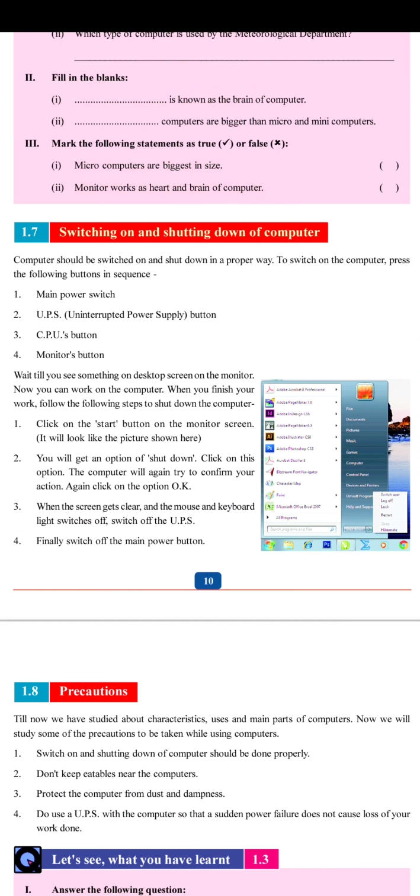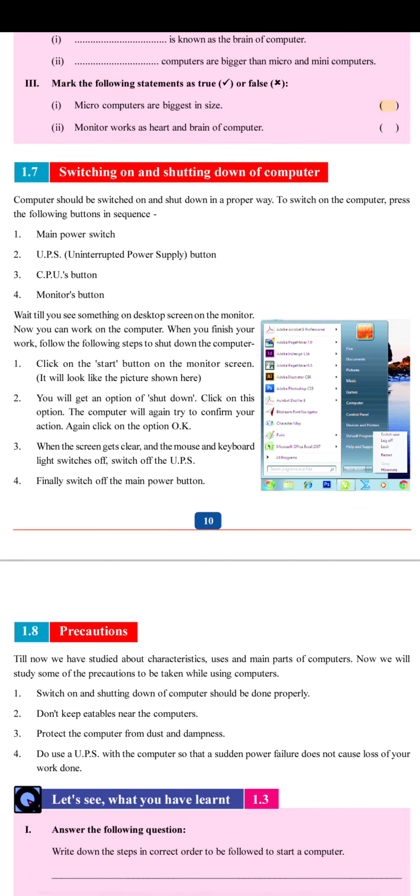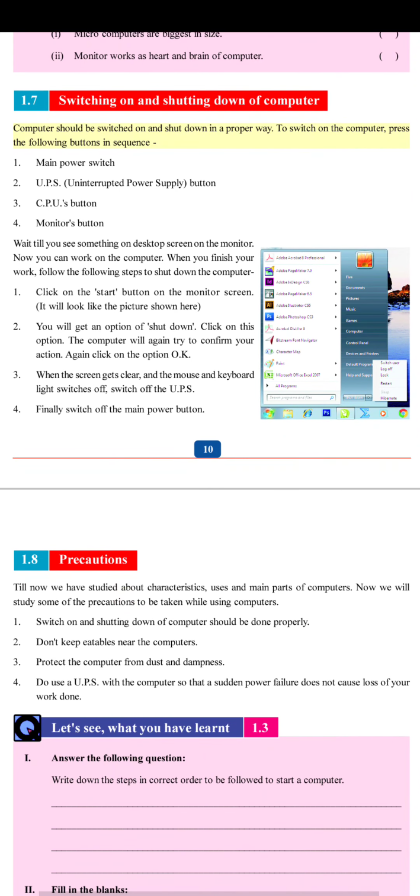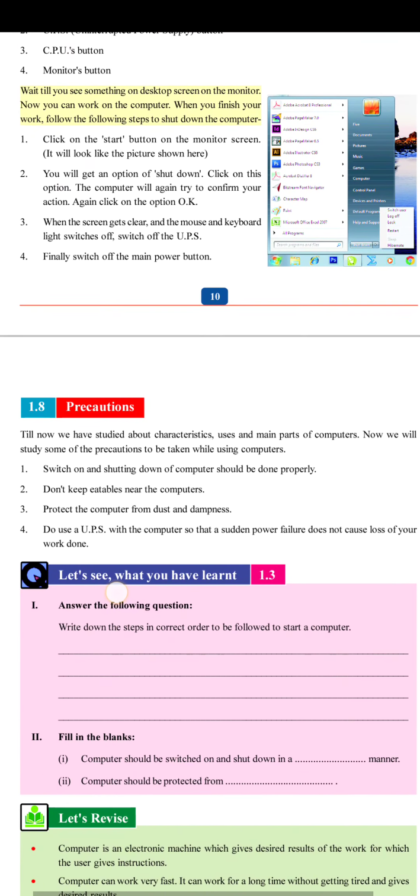Switching on and shutting down of computer. The computer should be switched on and shut down in a proper way. To switch on the computer, press the following buttons in sequence. 1. Main power switch. 2. UPS, uninterrupted power supply button. 3. CPU's button. 4. Monitor's button. Wait till you see something on the desktop screen on the monitor. Now you can work on the computer.